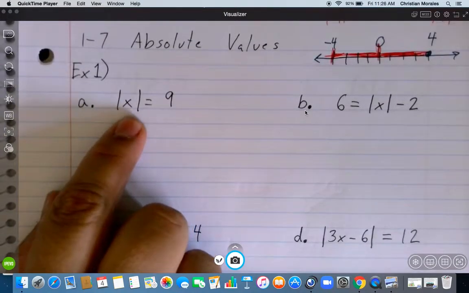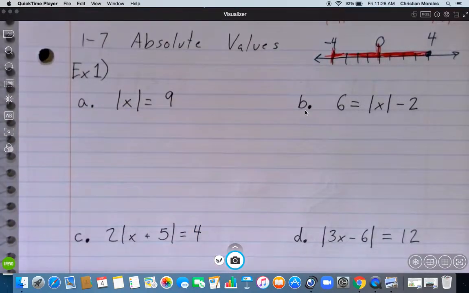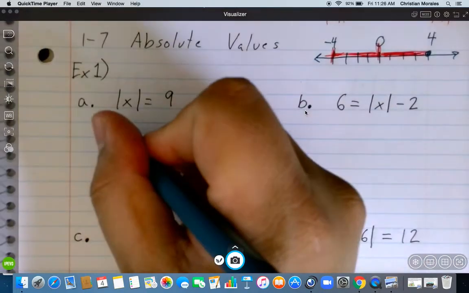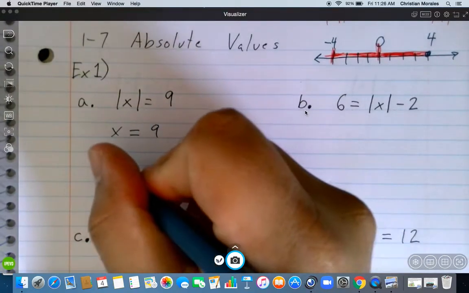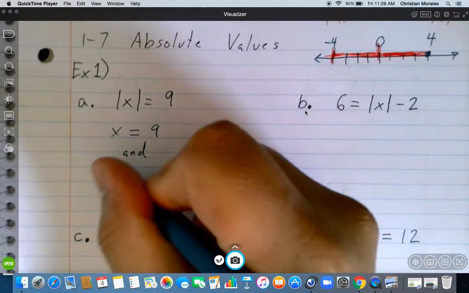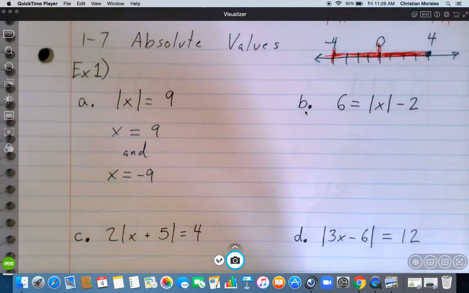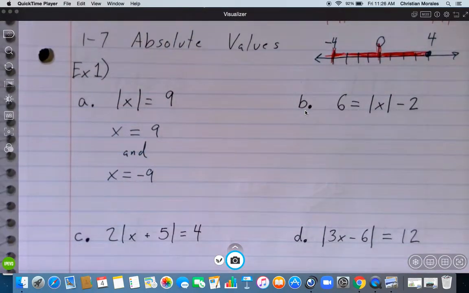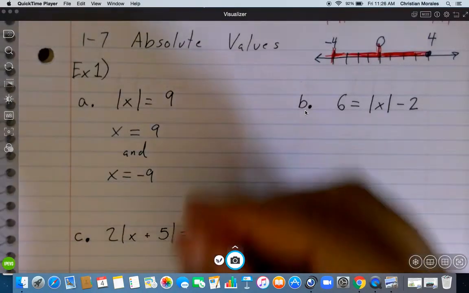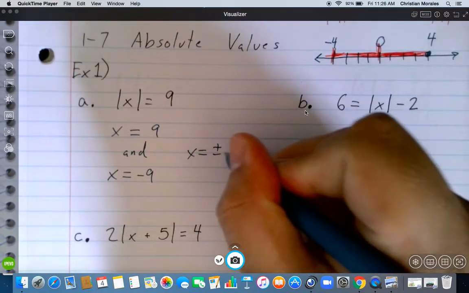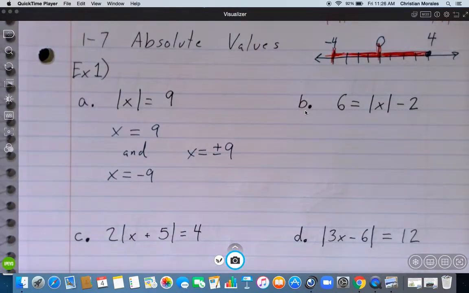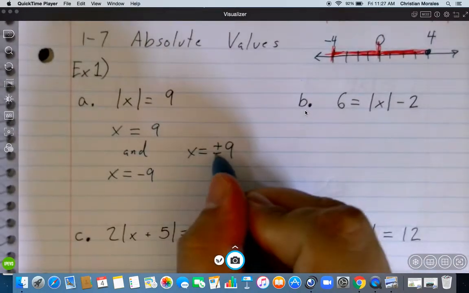So here, if I'm solving for x, I want to know what number has an absolute value of 9. So what number is 9 spaces away from 0? There's 9, and there's a -9. Sometimes the answer is written like this, plus or minus 9. x can be a +9, or it could be a -9. So if you ever see these symbols, that's what it means.